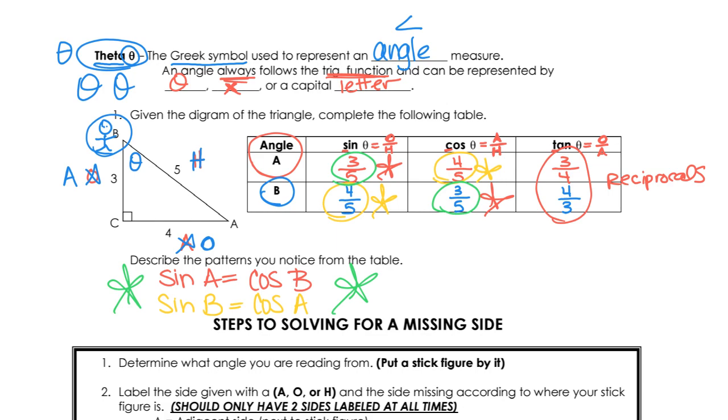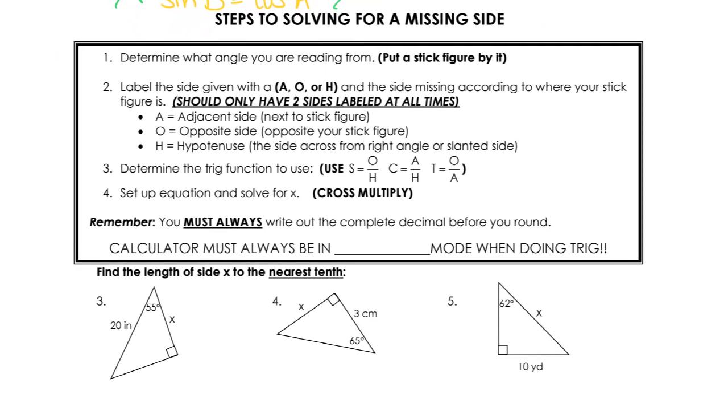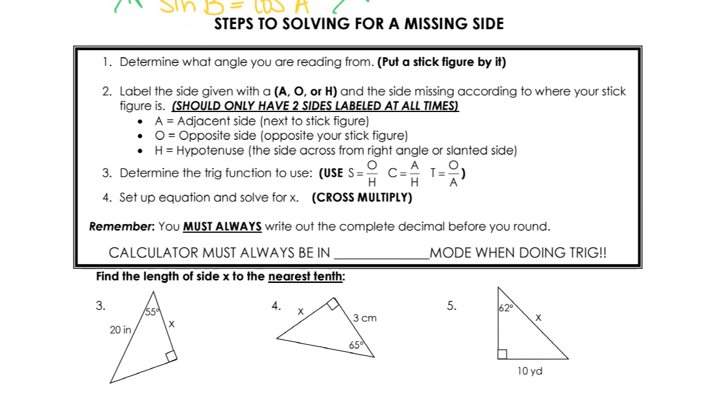All right, coming down, it says steps to solve for a missing side. And that's the first thing we're going to learn how to do with trig, is to solve for a side that's missing in our right triangle. We won't be able to use the Pythagorean theorem because we'll only be given one side. Pythagorean theorem, you have to have two sides and then you solve for the third.